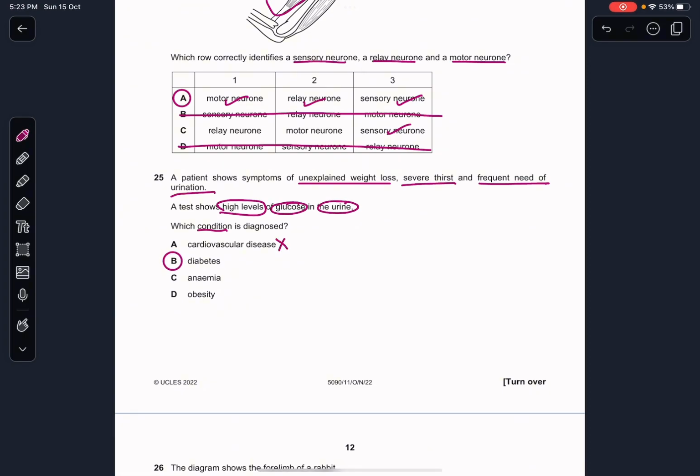Cardiovascular disease is going to cause the patient pain in the chest and other associated symptoms. Anemia is going to cause shortness of breath. Obesity is going to cause inability to move or decreased energy and things like that. But all of these symptoms are very specific for diabetes.